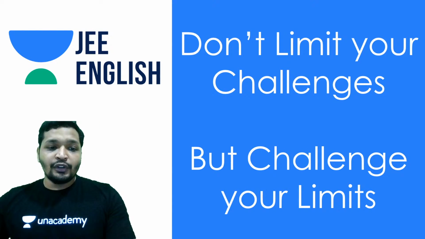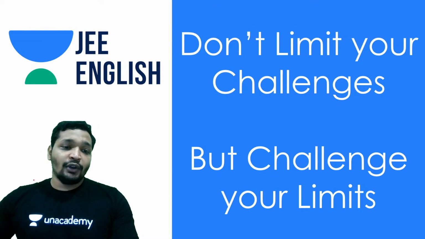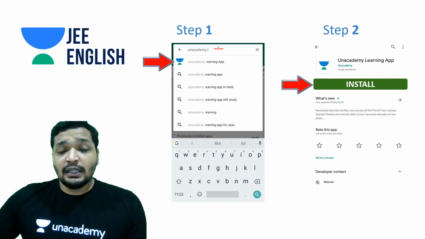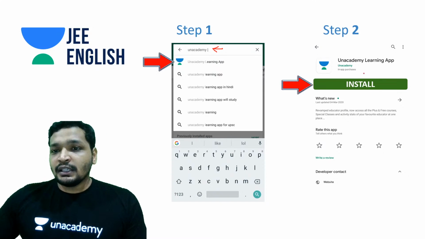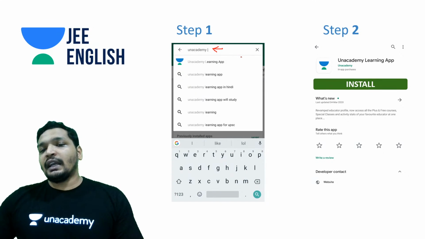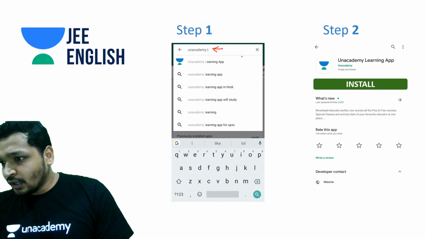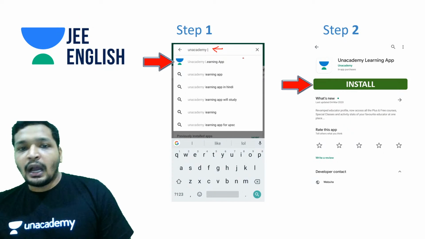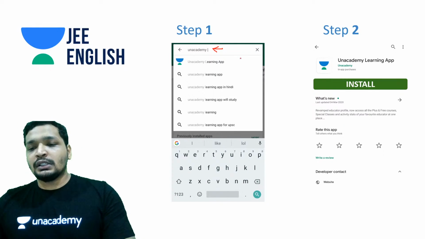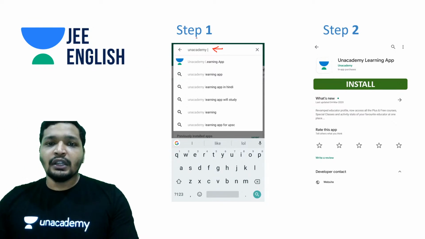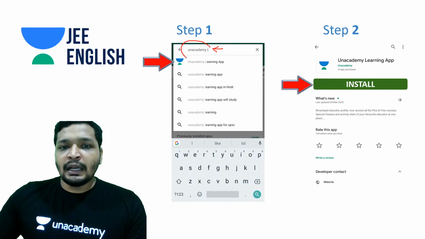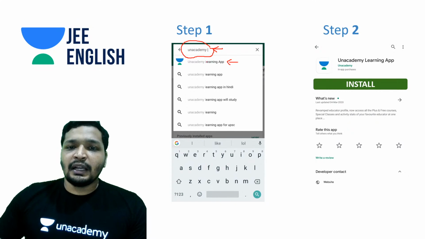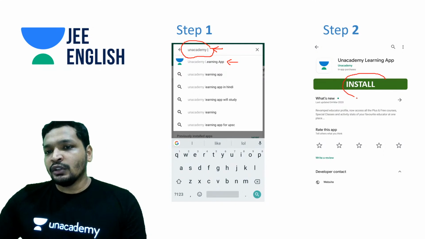How do you join the quiz? First of all, you need to download the Unacademy learning app. For that you will type in Unacademy on Google Play Store and App Store. The first search result is going to be the Unacademy learning app, and then you click on the install button.